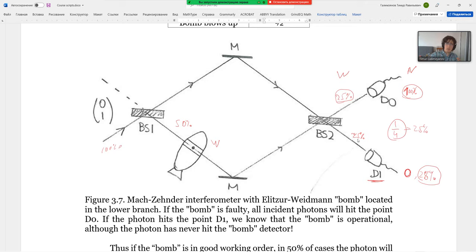And that means that there is a 25% chance to find out that the bomb is working without measuring it. And that is called interaction-free measurement, because no matter what it is, it's a blocker here. It's not a bomb. It's some kind of blocker. It's with a detector D2.